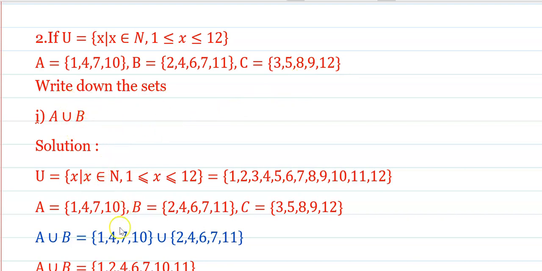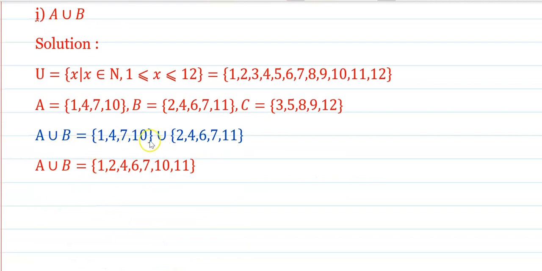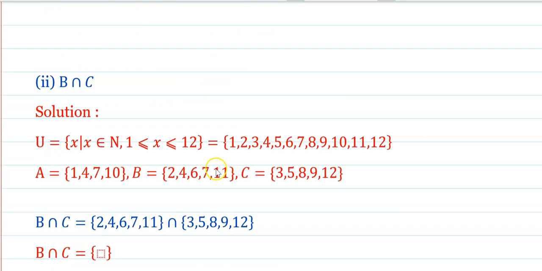Okay. A union B is very easy. Okay. 1, 4, 7, 10, 2, 4, 6, 7 and 11. Therefore, A union B is equal to {1, 2, 4, 6, 7, 10, 11}. This is the union of the two sets A and B.